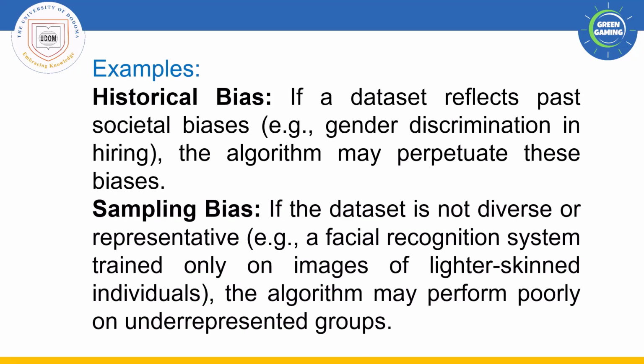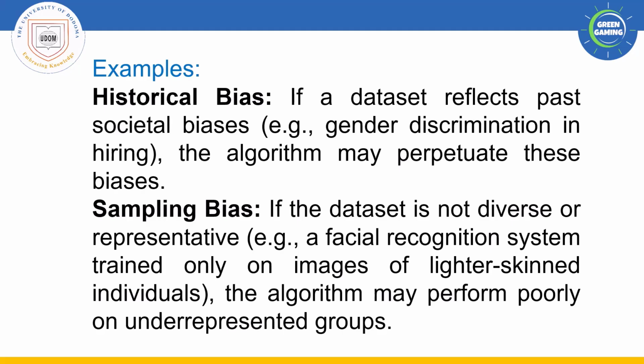Also sampling bias. If a facial recognition system is trained only on lighter skinned individuals, it may perform poorly on underrepresented groups. So bias can occur from what? From data.